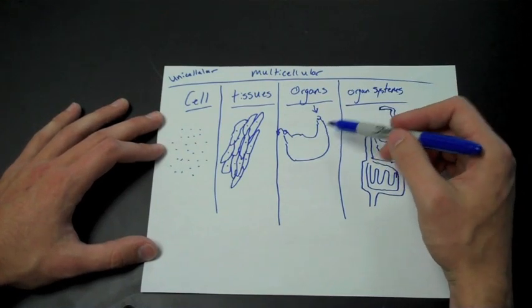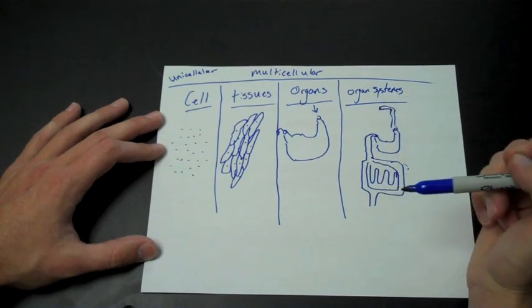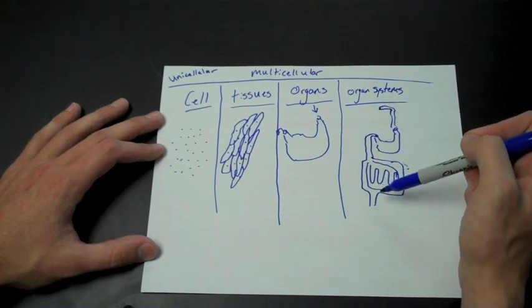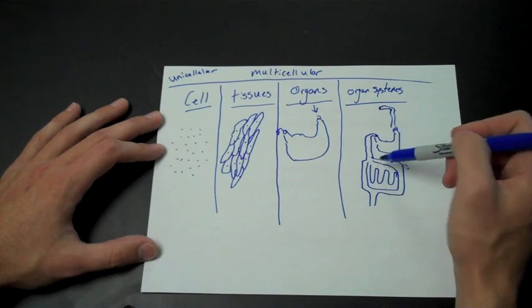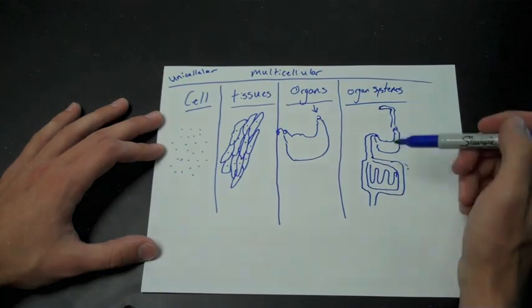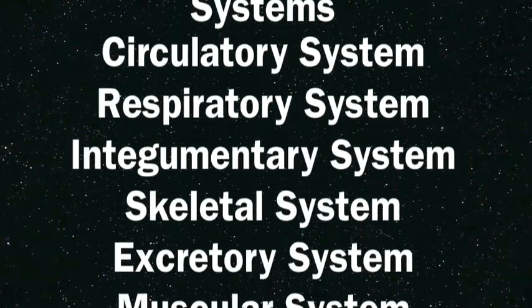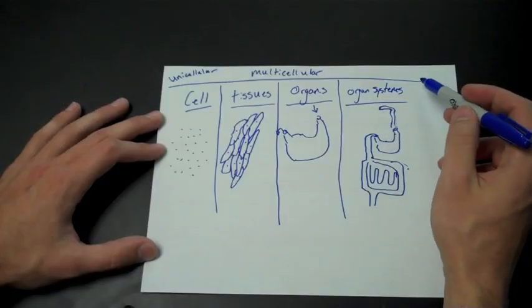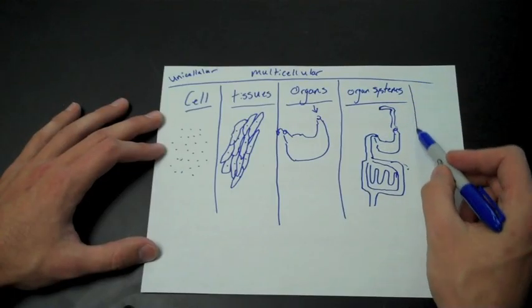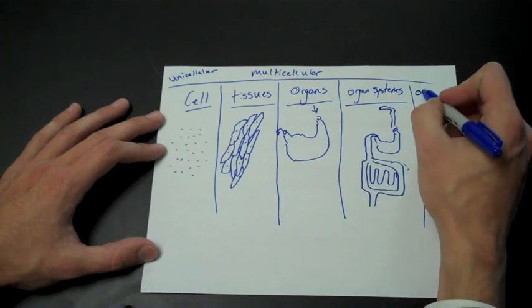Now, all the organs working together make up an organ system. This happens to be the digestive system. Food goes in through this organ, then this organ, then this organ, and they all work together to digest your food. Now, if we put all the organ systems together, then we would have an organism.